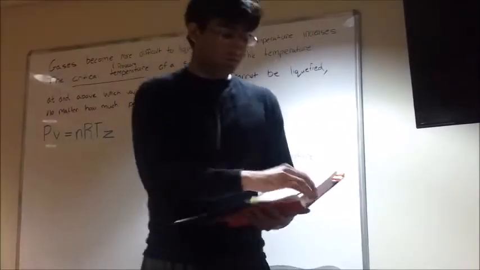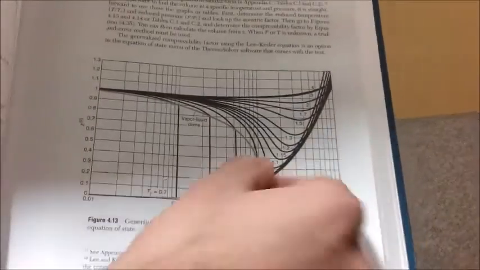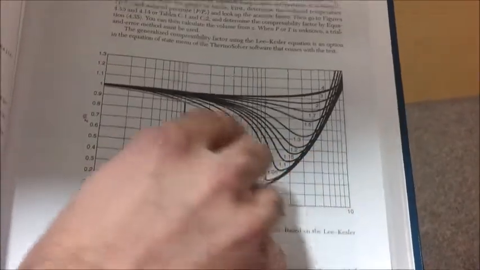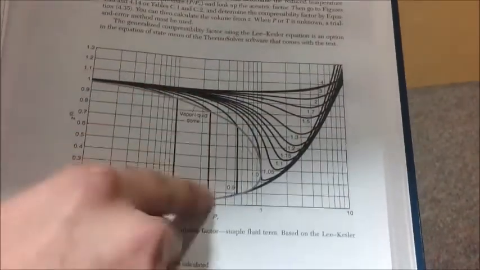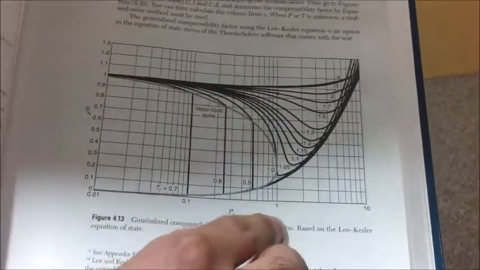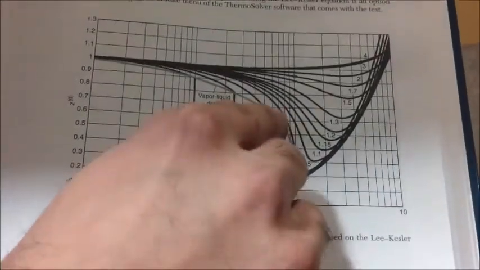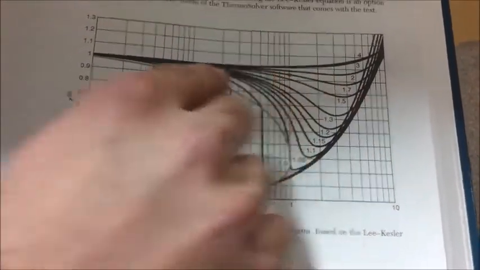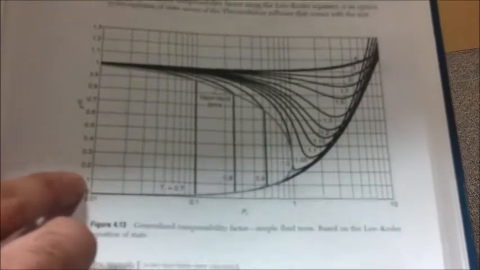So you go to the front of your Lee-Kessler's chart and you look up the values. So you see there's a PR and there's a TR value. So these are the TR values and these are the PR values. So you line the PR value with the TR value and you get your Z value, which is on the y-axis. So this is how you find the Z factor on a Lee-Kessler's chart.